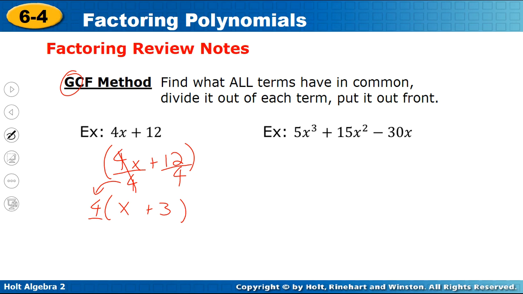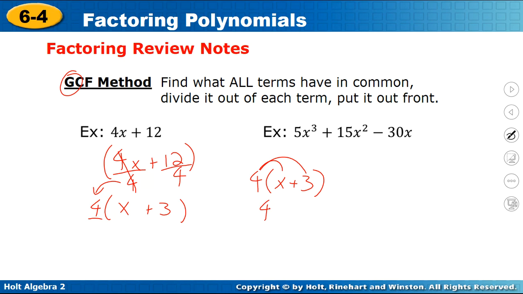A way to check to see if this is right or not, I'll put it over here so I don't have to erase what's on the left, is that you should be able to distribute this 4 back into this binomial and get the same thing that we started with, right? 4 times x is 4x, and 4 times 3 is 12. So factoring is the opposite of distributing, which is why that 4 that we factor out is so important that we make sure we put it back out front.